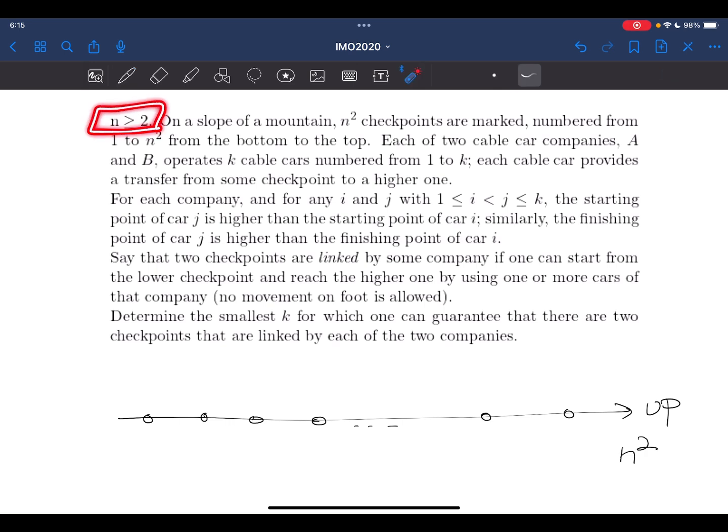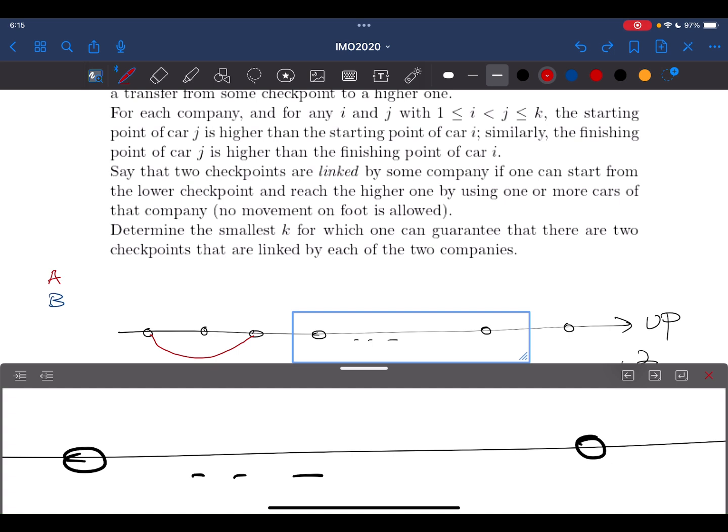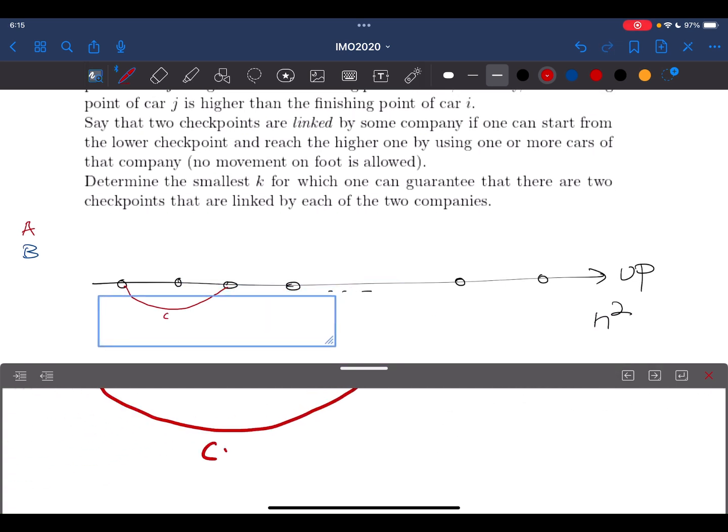fixed, larger than 1. And there are two cable car companies. Company A, I'm going to use color red for it, and company B, I'm going to use color blue for it. And these companies basically try to link these checkpoints together. So this is, for example, company A trying to link them using a cable car. So these are basically cable cars used to link these checkpoints together. So each link is a cable car.